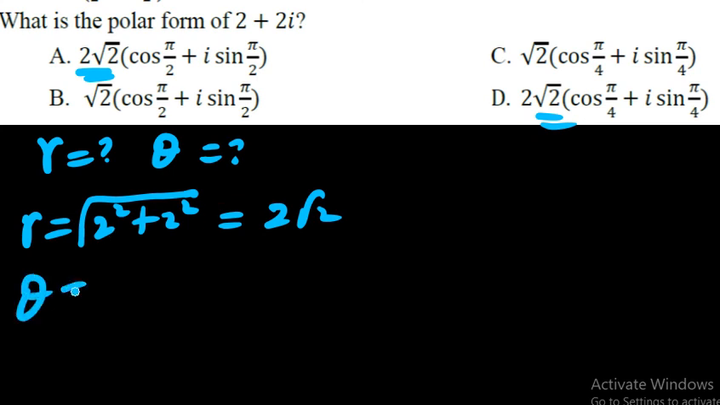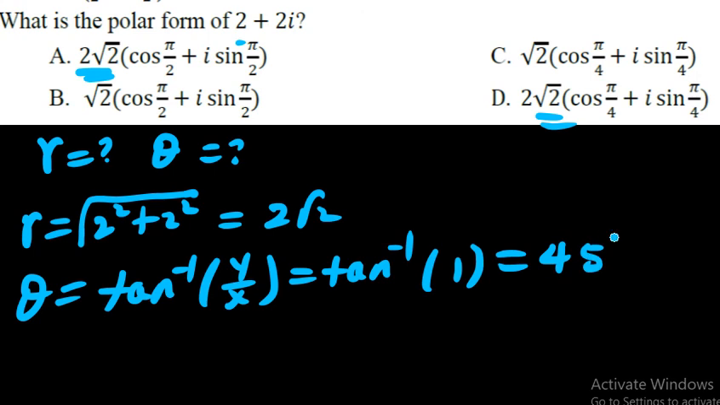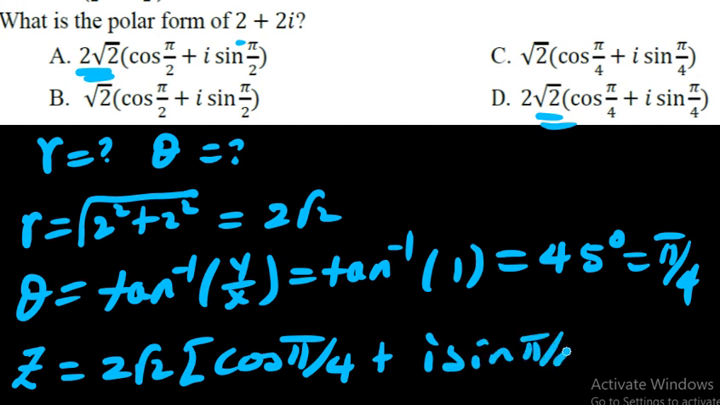Now theta is equal to tan inverse of y over x. The x is the first one and the y is the second. That means tan inverse of 2 over 2, which is just 1. Tan of how many degrees will give you 1? It's 45 degrees, or in radian measure pi over 4. Therefore, the polar form of this complex number z will be 2 root 2 in brackets cosine of pi over 4 plus i sine pi over 4. So the answer will be D.